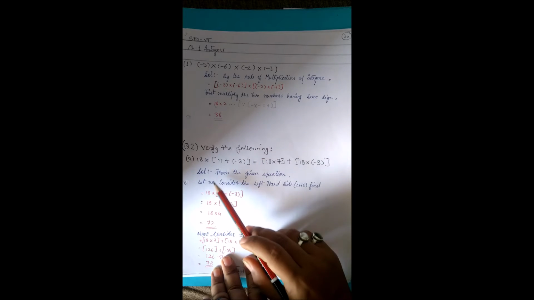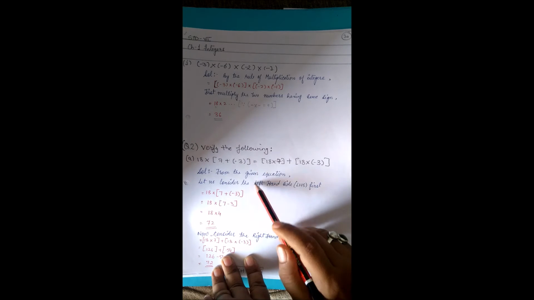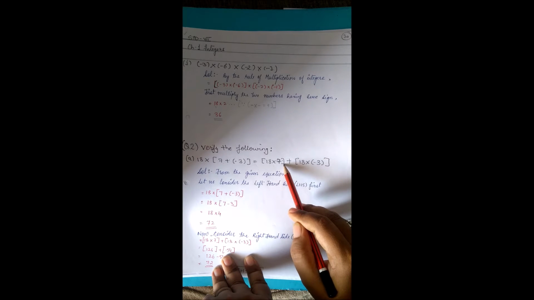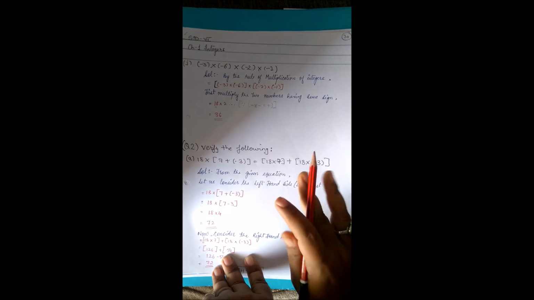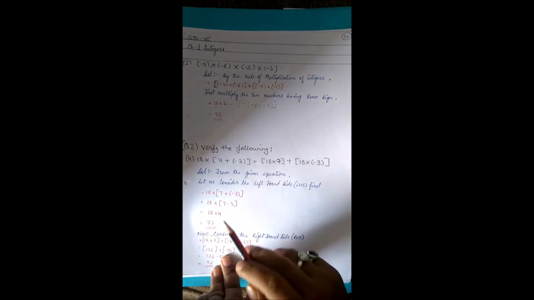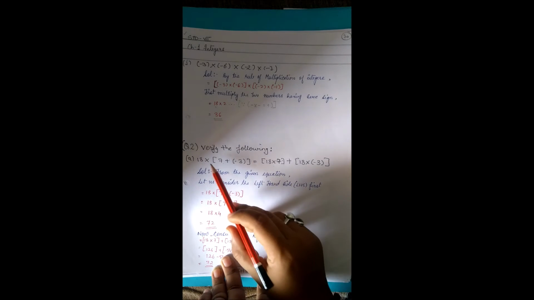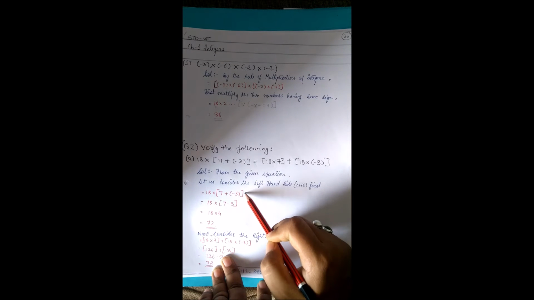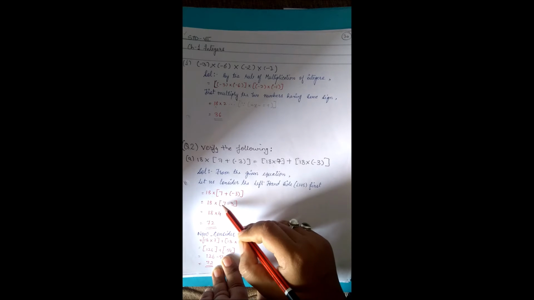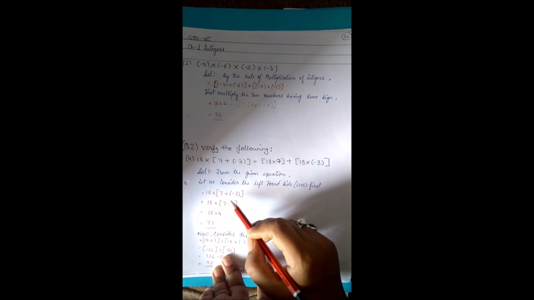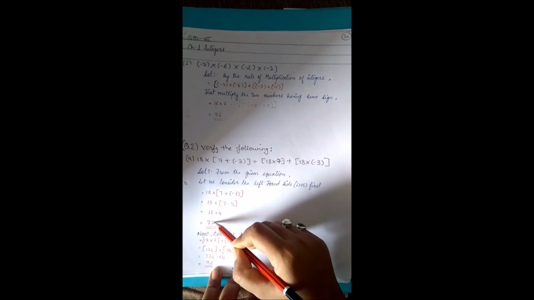Question 2 is, verify the following: 18 into bracket 7 plus minus 3 equals 18 into 7 plus 18 into minus 3. Now we have to verify whether both sides are the same or not. Let us consider the left hand side, LHS, first. LHS is 18 into 7 plus minus 3. First we solve the bracket. 7 plus minus 3 will become 7 minus 3, that is 4. So 18 into 4 is 72.